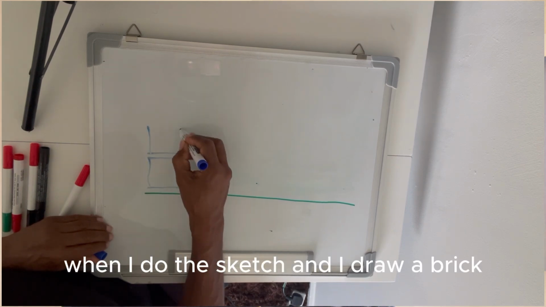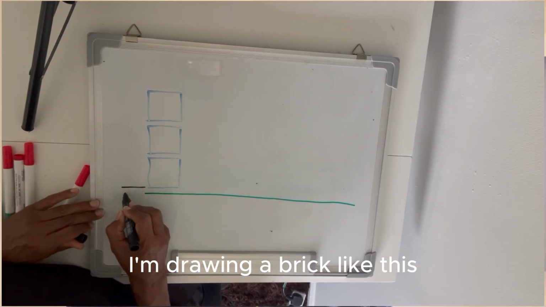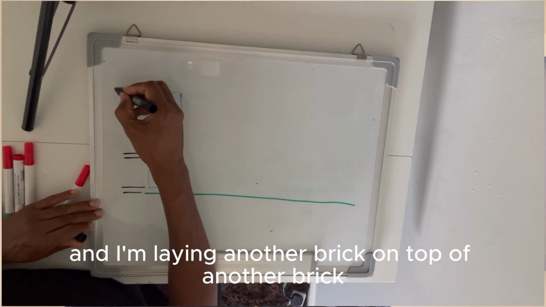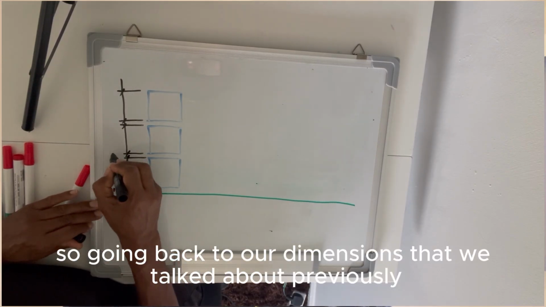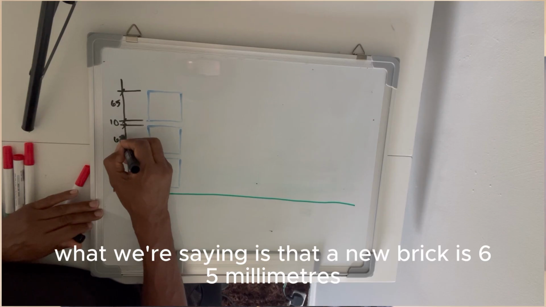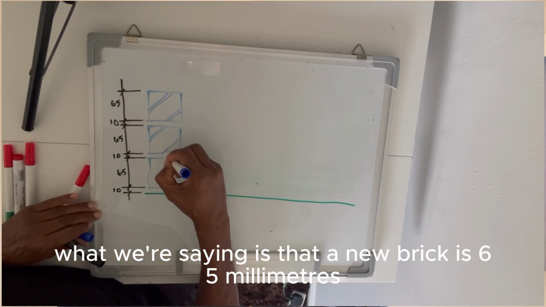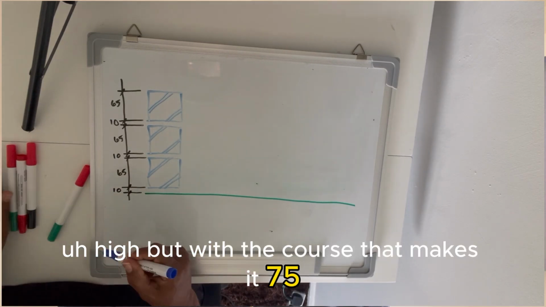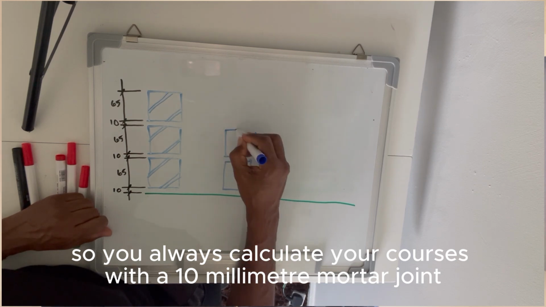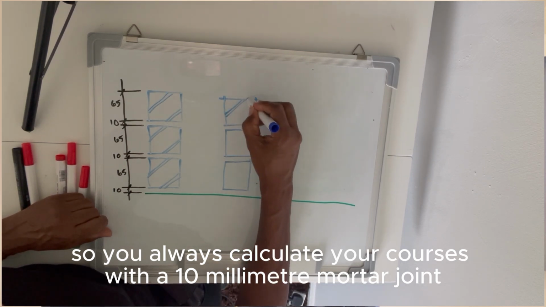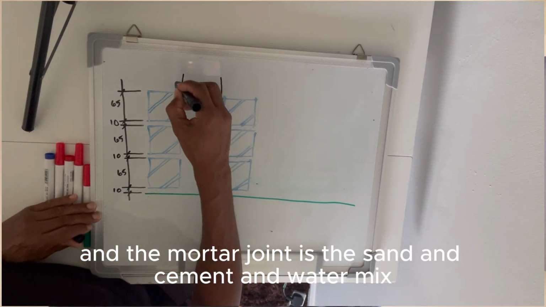When I do the sketch and I draw a brick, I'm drawing a brick like this and I'm laying another brick on top of another brick. So going back to our dimensions that we talked about previously, a new brick is 65mm high, but with the course, that makes it 75. So you always calculate your courses with a 10mm mortar joint. And the mortar joint is the sand and cement and water mix.